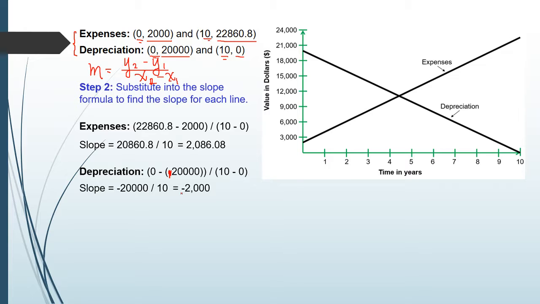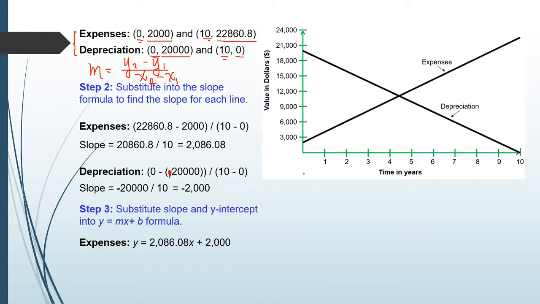Alright, so now we have the slopes. The last thing we need to do is substitute the slope and the y-intercept into the formula y equals mx plus b, which is the form that the answers are in. For the expenses, the y-intercept starts down here, which is 2,000. That's where that comes from. And then the slope comes from the first part right here. Keep in mind that the m represents your slope, and that's why we plugged in $2,086.08.